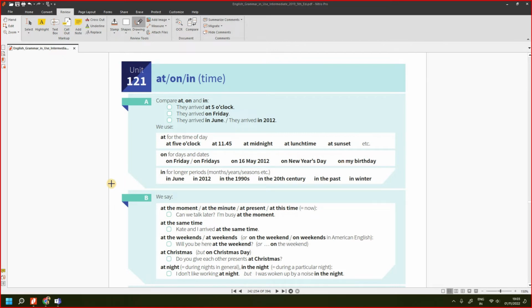Then in can be used for longer periods. That means anything beyond the day. That is like a month or a week or a year or a season. You can normally use in. We say I'll meet you in a week. We won't say I'll meet you on a week. Correct? We shouldn't say I'll meet you at a week. So we only say I'll meet you in a week, right? So that means it is a longer time when compared to a day. So anything longer than a day you will use in.